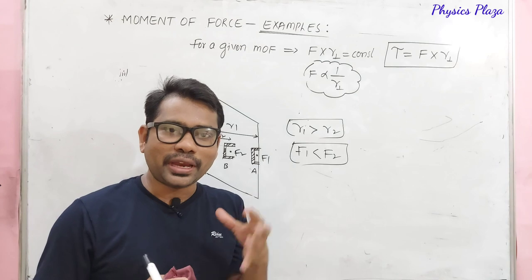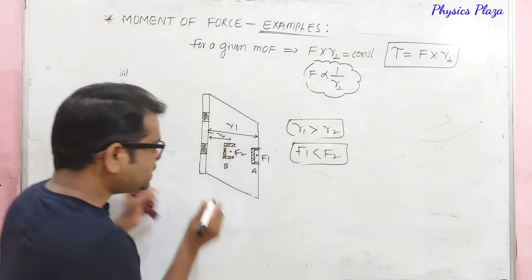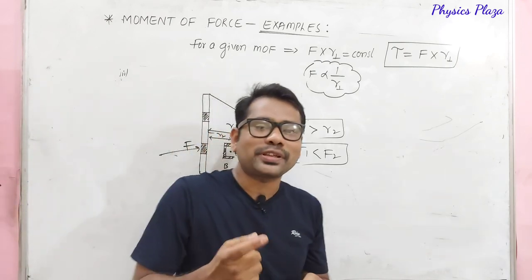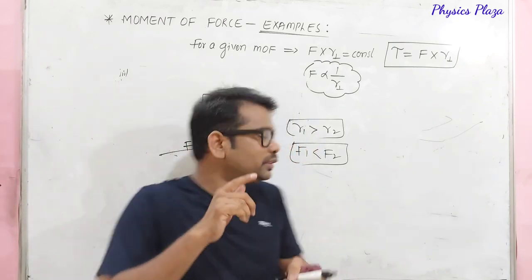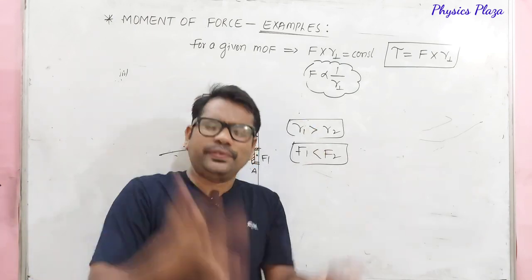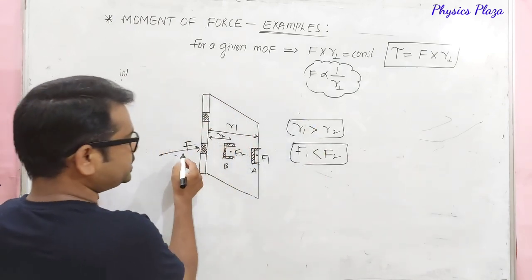Acha, dear children, sometimes we have a doubt. So just try this. This is a hinge, right? Just try to apply the force here. Can you open the door or close the door by applying the force at a hinge? Not at all. It's not possible. It means an infinite amount of force is required. Why? Because R is zero.